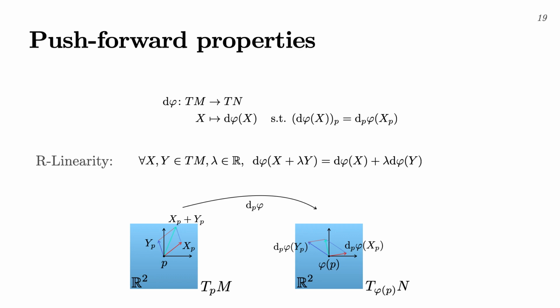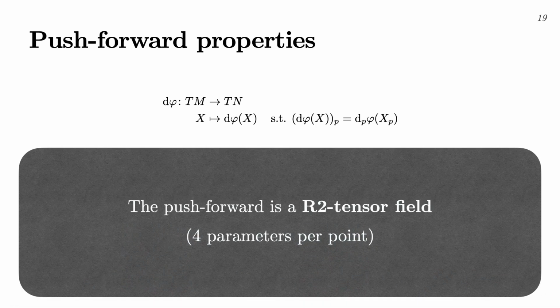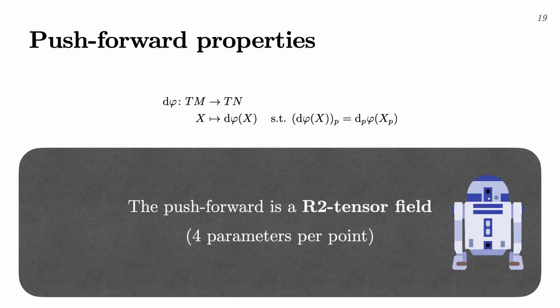The important property of a push forward is its linearity. As a consequence, the push forward is an R2 tensor field, which is 4 parameters per point.